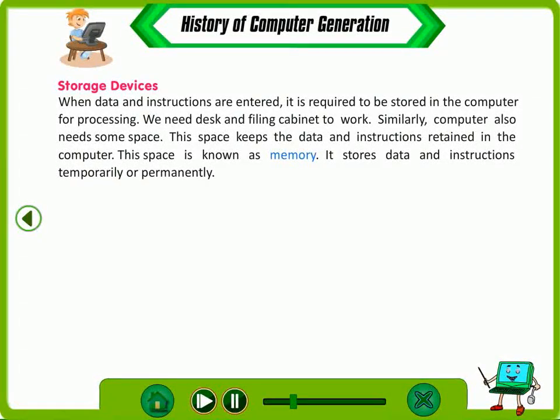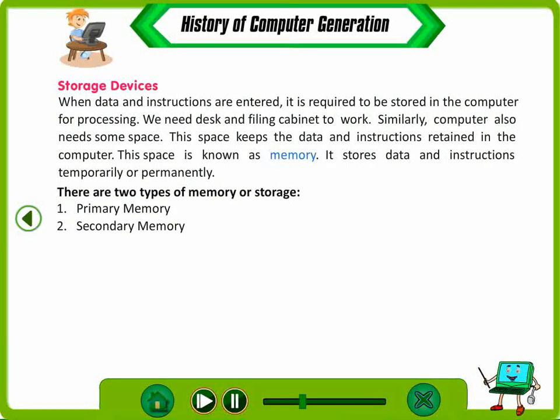Storage devices. When data and instructions are entered, it is required to be stored in the computer for processing. We need a desk and filing cabinet to work. Similarly, a computer also needs some space. This space keeps the data and instructions retained in the computer. This space is known as memory. It stores data and instructions temporarily or permanently.